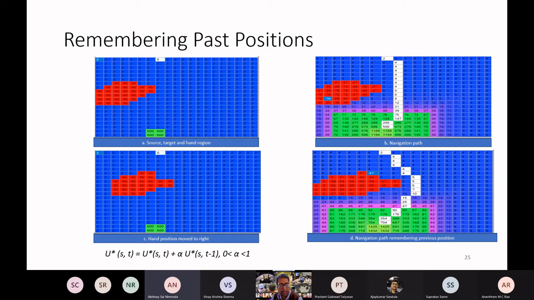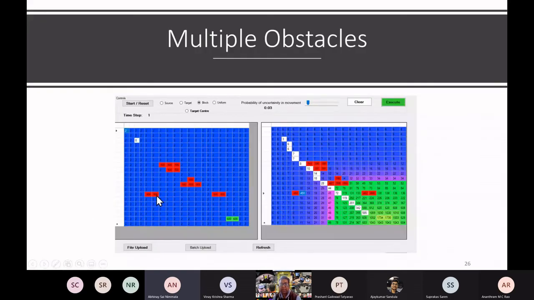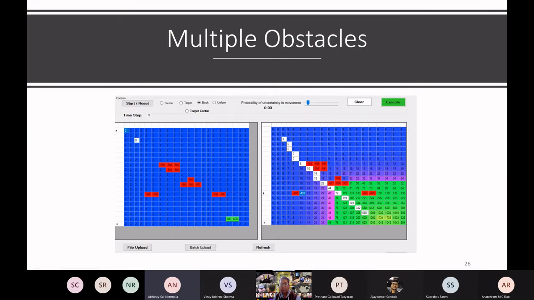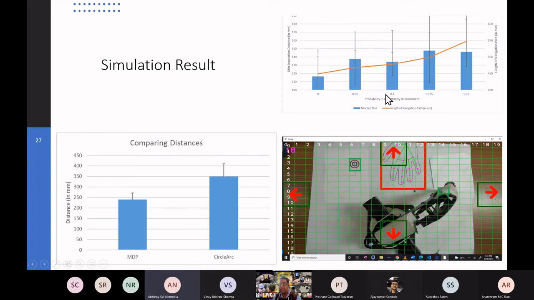In this case, you can see this is the initial hand position and this is the navigation path. Now in the second position, the hand is moved in this direction, but we remember the hand movement is elastic. So we consider that during movement of the robotic arm, the hand may return to its previous position. Even though the robot could go this way, it preferred to go that way and put some red marks here, remembering the hand may return to this position. That way the algorithm can remember past positions. And if the algorithm is implemented in other use cases with multiple obstacles, the robot can percolate among these multiple obstacles.